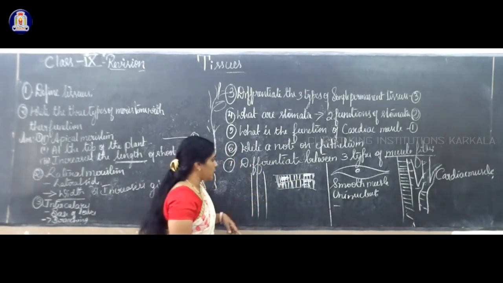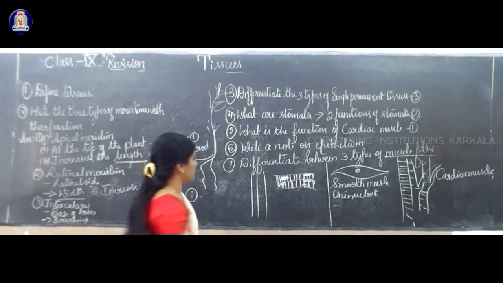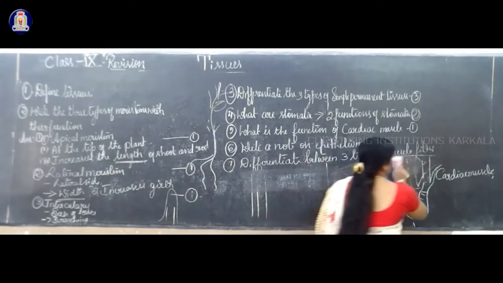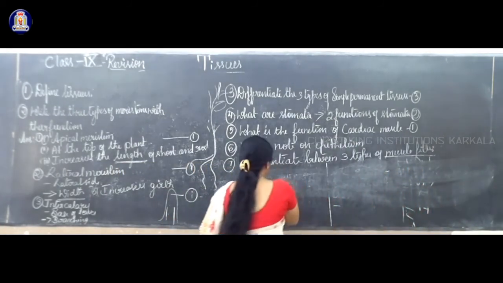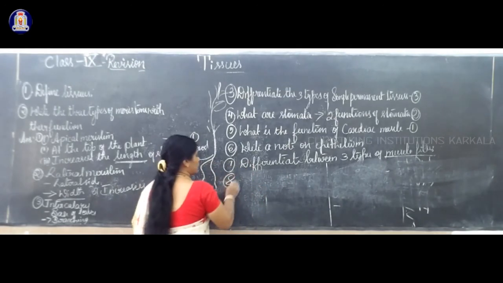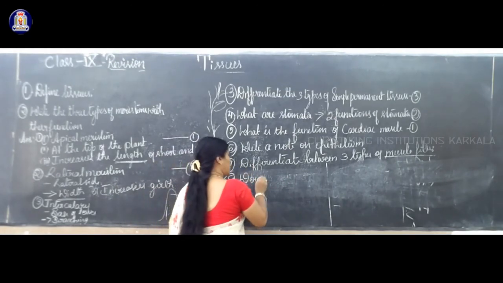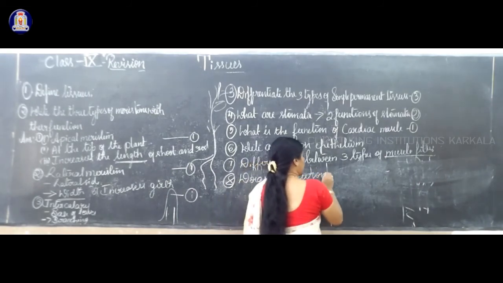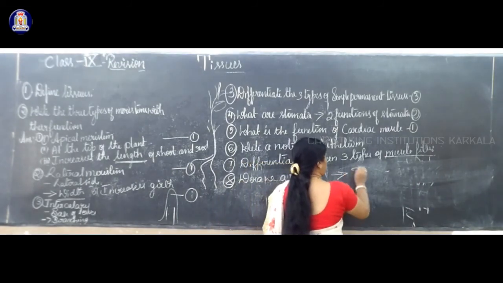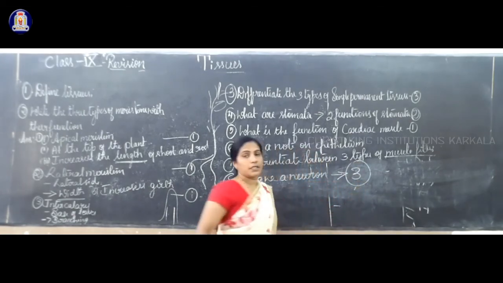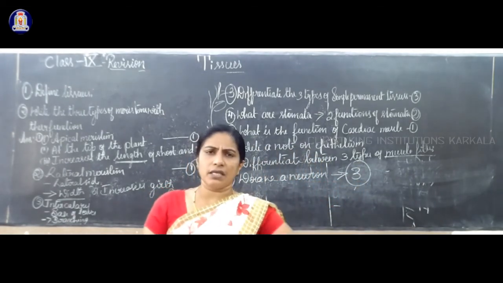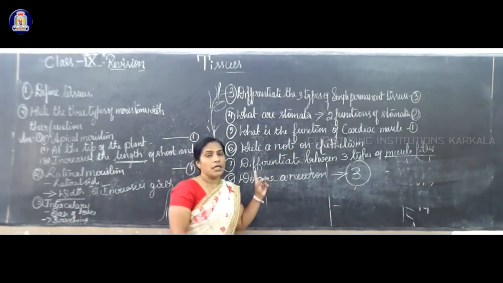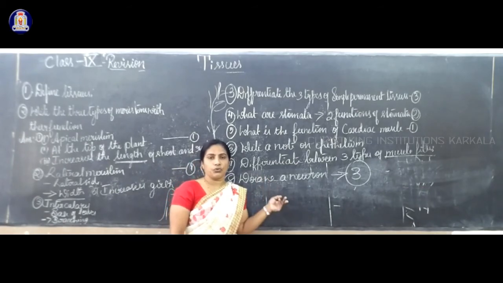So next one, 8th question, that is related to the lesson. Draw a neuron, label the parts. That is for a 3 marks question. Sometimes it is for a 2 marks question. So these are the major questions from the lesson tissues.